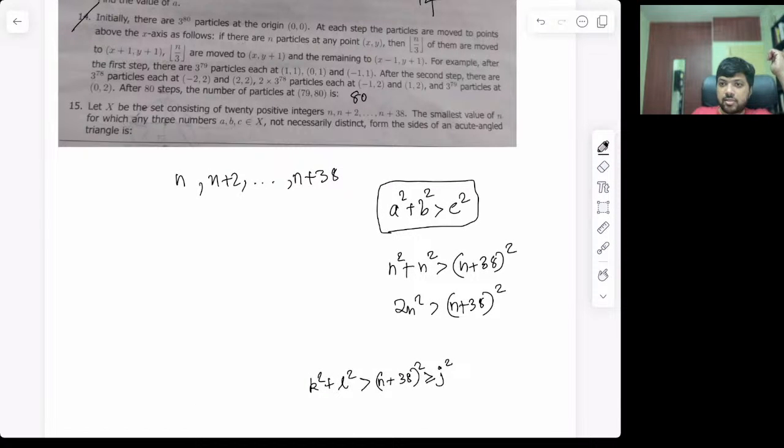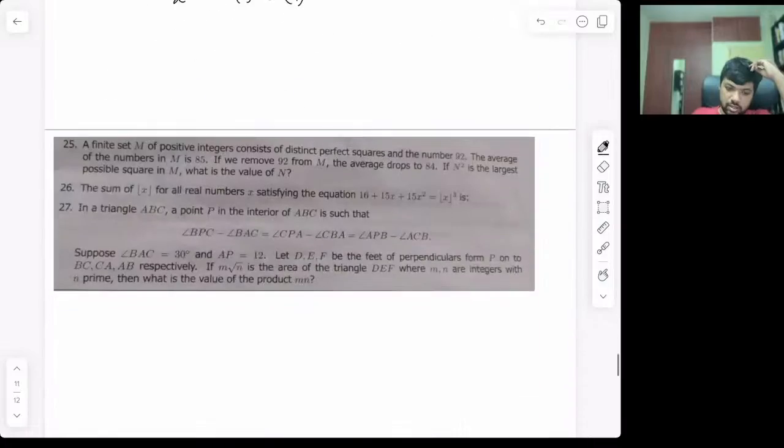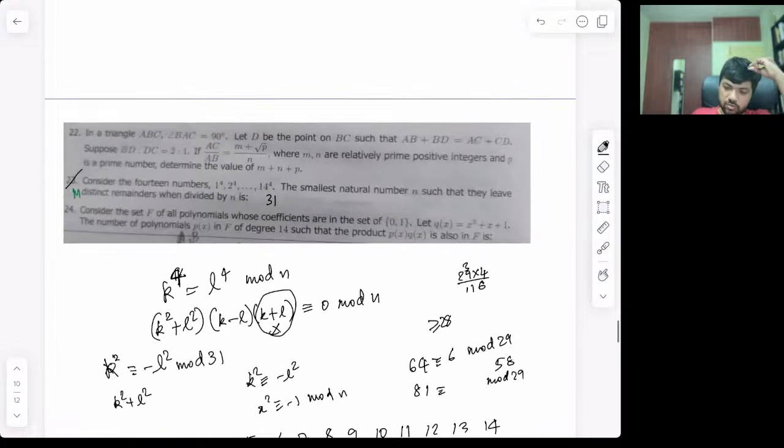Somebody is asking, Artworld is asking, what about the 24th? I don't know whether I've solved the 24th. So let's see, have I solved the 24th? No, I have not solved the 24th.